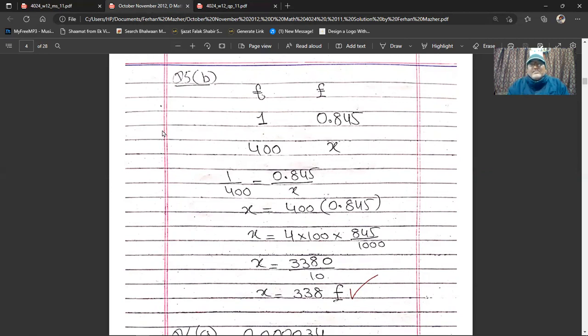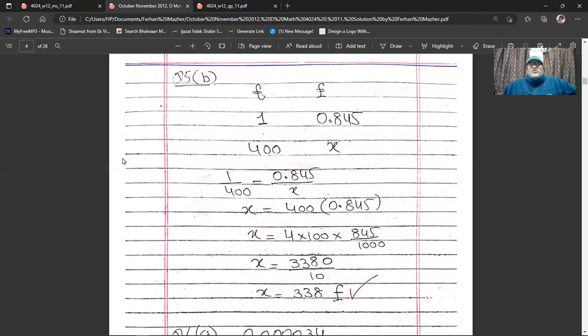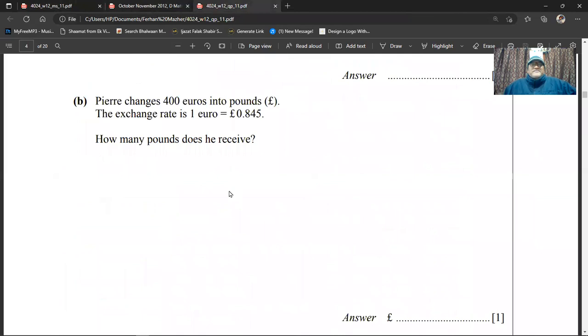I will remove that decimal. So you will have 4 into 100 into 845 divided by 1000. When 4 multiplies with 845, you get 3380, divided by 10, and the 00 will be cancelled. You will have 338. So there will be 338 pounds. 338 pounds, our answer is right. This is the solution of question number 5, B part.